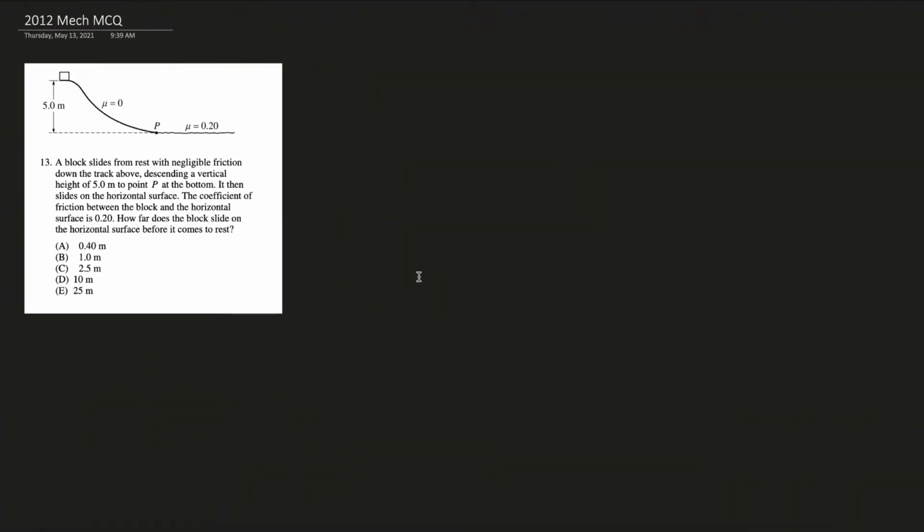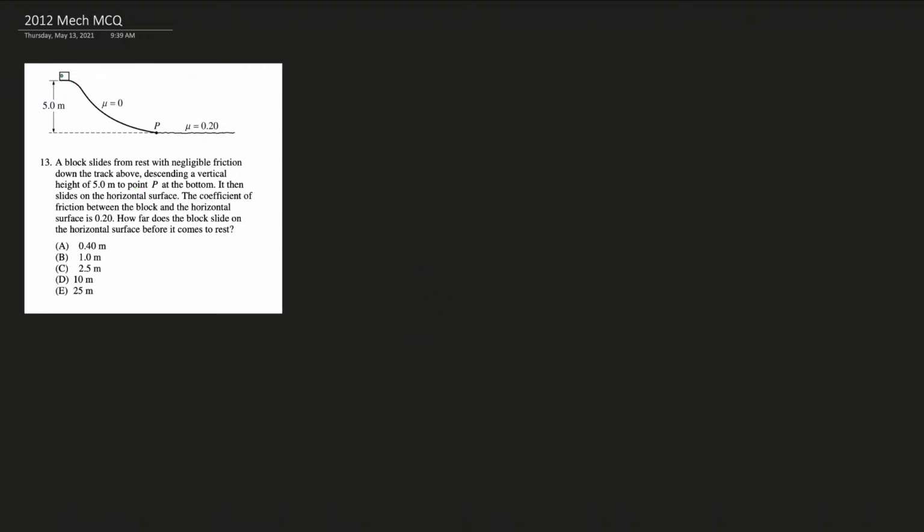Okay, number 13. A block slides down from rest with negligible friction down the track above, descending a vertical height of 5 meters to point P at the bottom. It then slides on a horizontal surface. The coefficient of friction between the block and the horizontal surface is 0.2. How far does the block slide on the horizontal surface before it comes to rest?